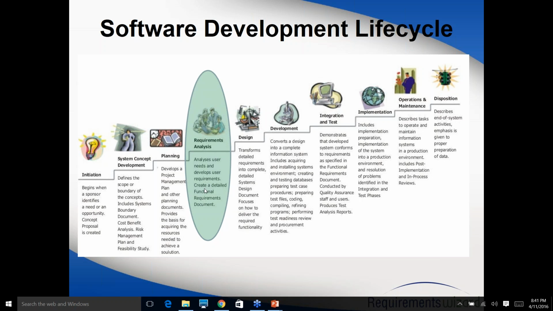Now in this example, they are telling you only that you are creating an FRD, but there are many more documents you will be creating, and we will take that later. But right now just think that in this phase, you as a BA will be solely responsible for getting into the requirements, what needs to be built so that we can solve the problem.